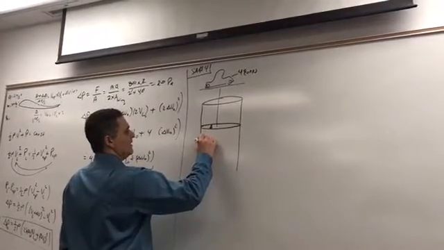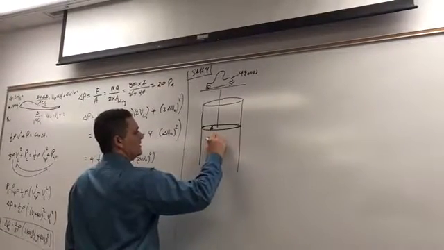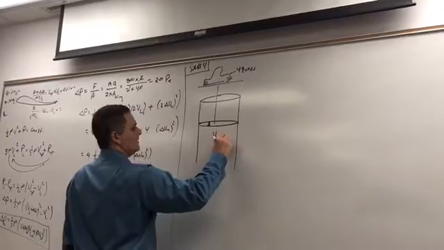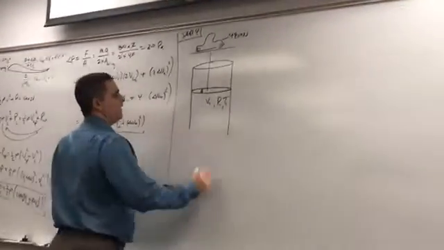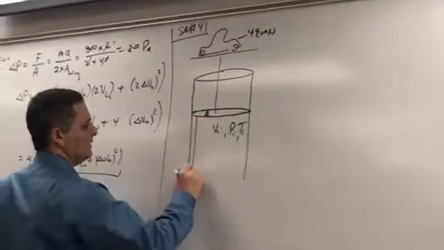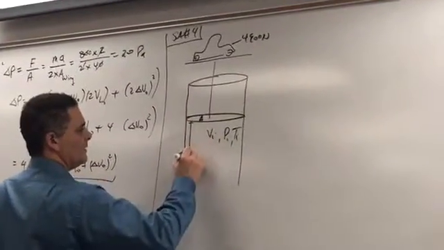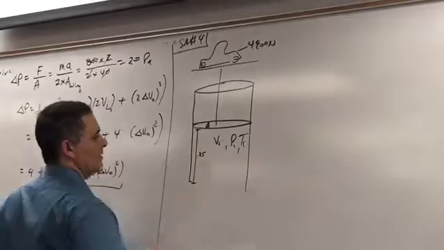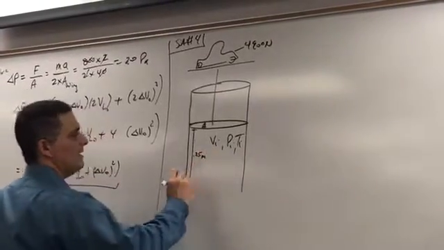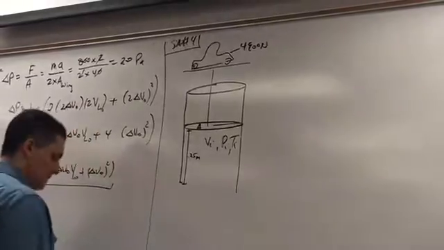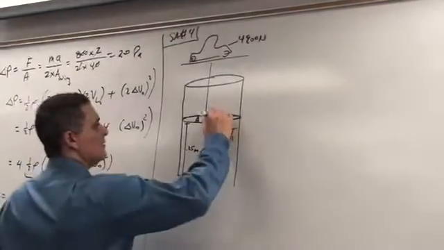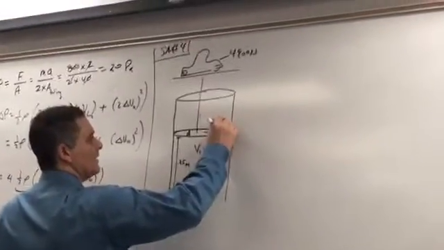So this right here is V initial, E initial, T initial at this point, right? And then this height from here to here was 0.25 meters. And what's the radius? 0.25. Also 0.25 meters, okay?